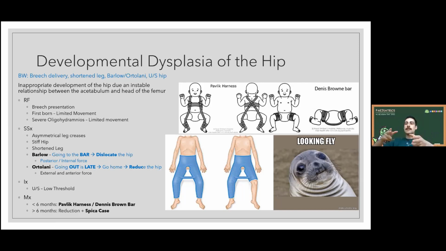So when you're doing these tests, if you're dislocating the hip, then that would be positive for DDH. And you usually investigate with an ultrasound, and pediatricians have a very low threshold to do this because of the risk of DDH. So usually in breech, they'll definitely do an ultrasound anyway. And it's managed usually with these very cool looking harnesses, like the Pavlik and the Dennis Brown bar harnesses if they're less than 6 months, and a spica cast if they're greater than 6 months.